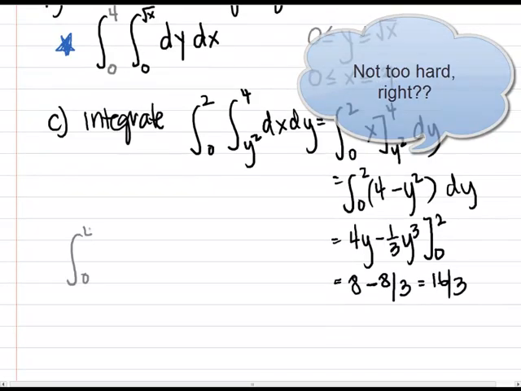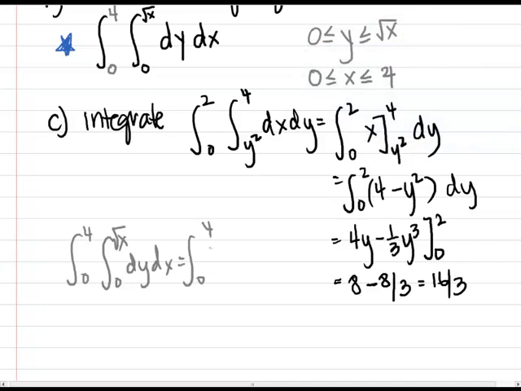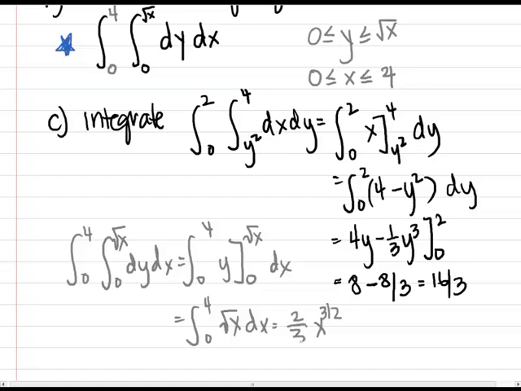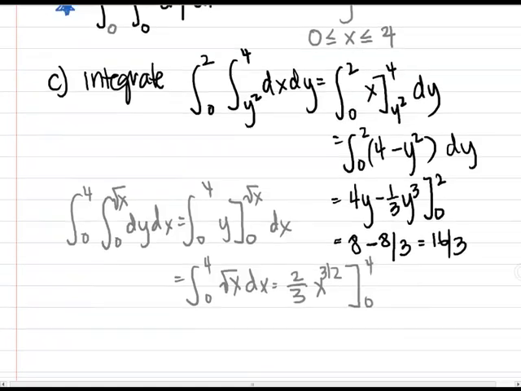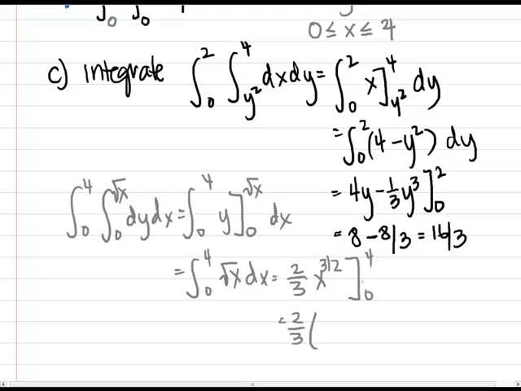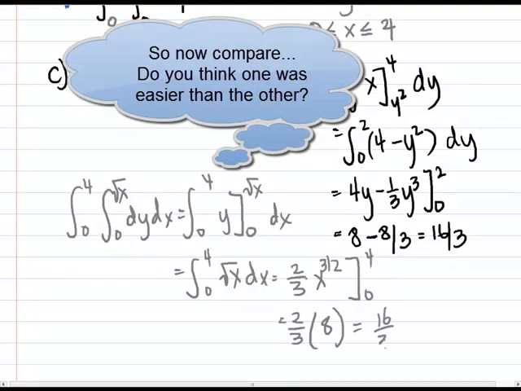Let's do the other one just to compare. So the integral of dy is y from 0 to radical x. And when we plug that in, we just have radical x dx, x to the 3/2 times an extra 2/3 from 0 to 4. 2/3 times 8, or 16/3.